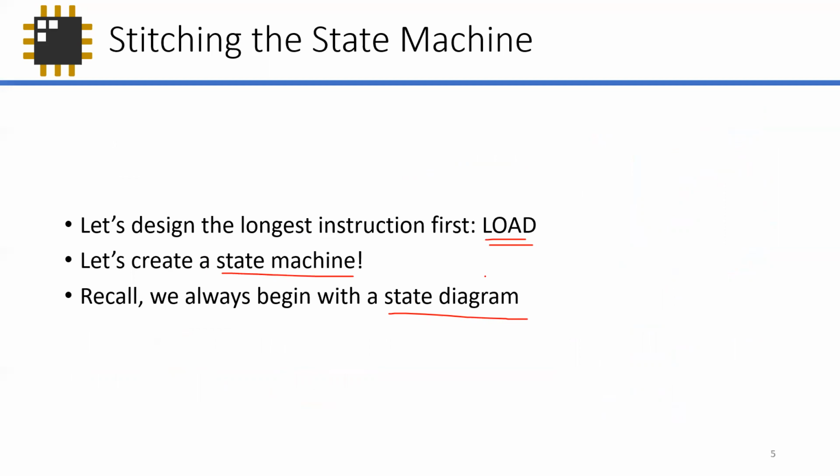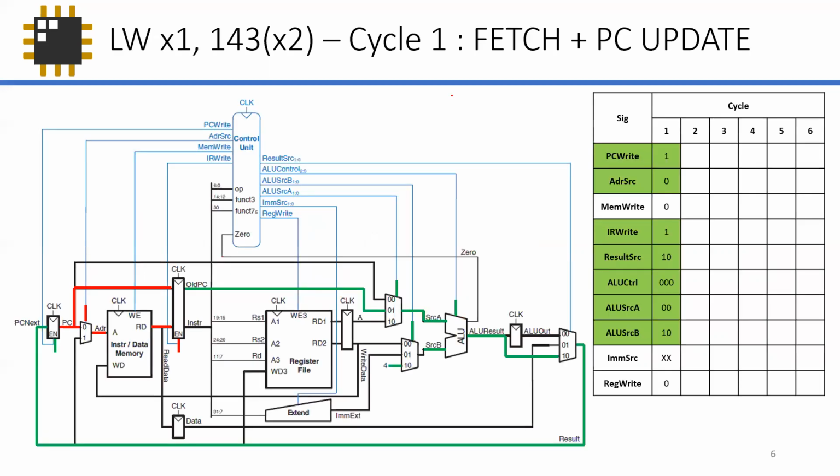At least for me, I really prefer to draw state diagrams for documentation purposes because it's easy for people to understand. Okay. So let's start with the load instruction. So we go through cycle per cycle again. So the first stage, if you remember last time, is the fetch and the PC update.